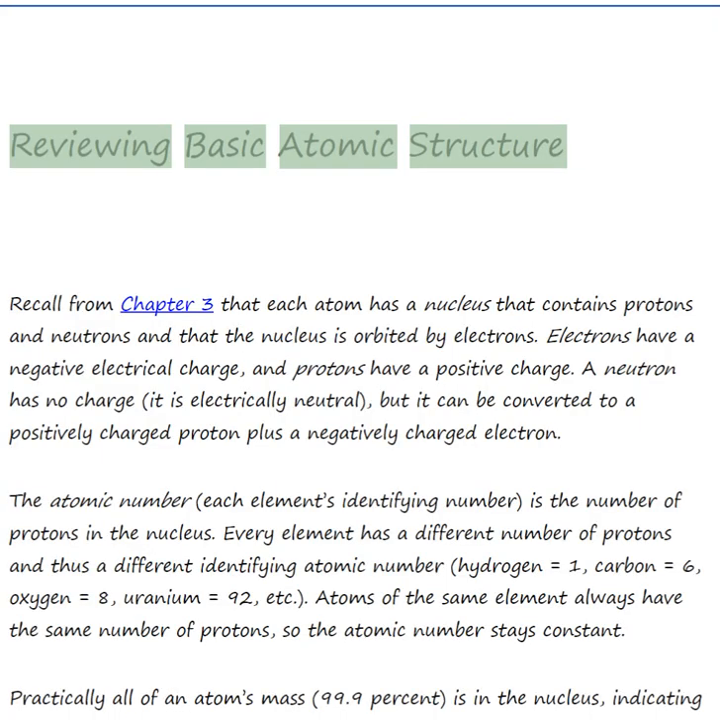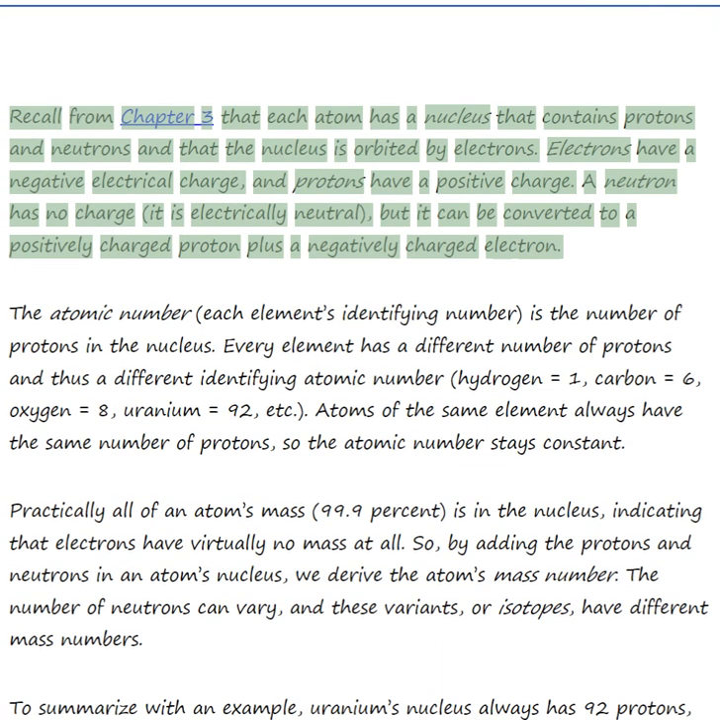Reviewing basic atomic structure. Recall from Chapter 3 that each atom has a nucleus that contains protons and neutrons and that the nucleus is orbited by electrons. Electrons have a negative electrical charge, and protons have a positive charge. A neutron has no charge, but it can be converted to a positively charged proton plus a negatively charged electron.